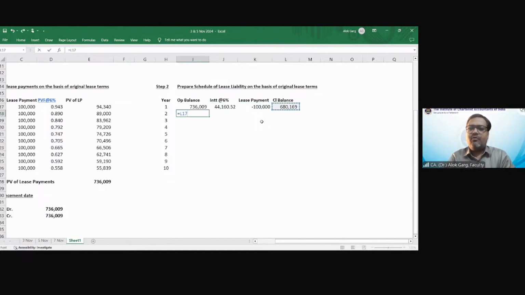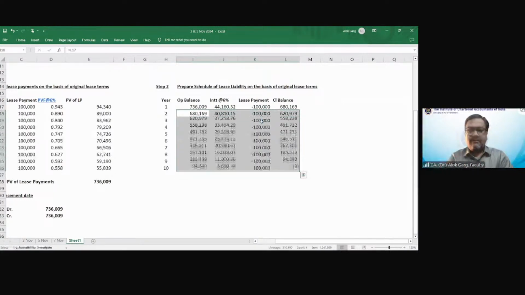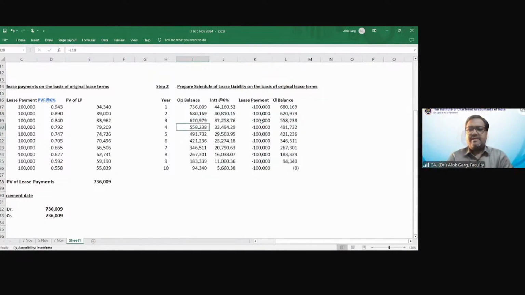680,169. This will become the opening balance. This is the interest payment. This is the lease payment. This is my closing balance. Friends, this is how my lease liability will be computed.